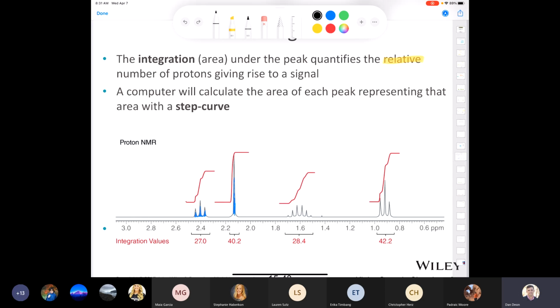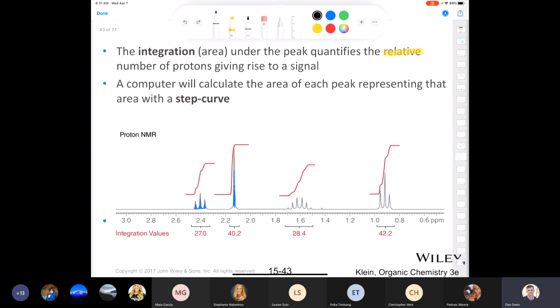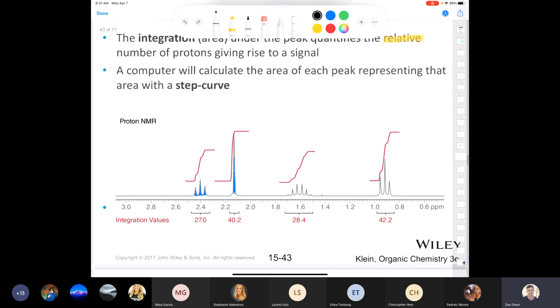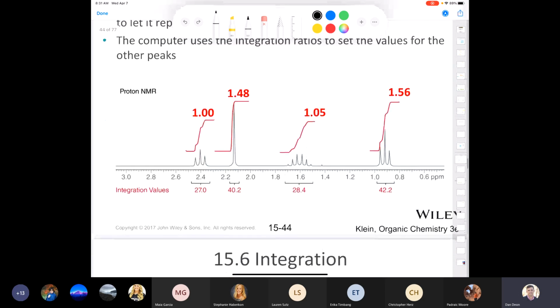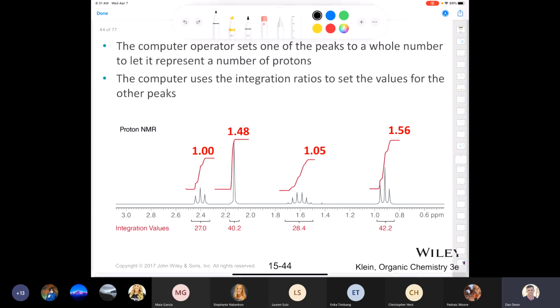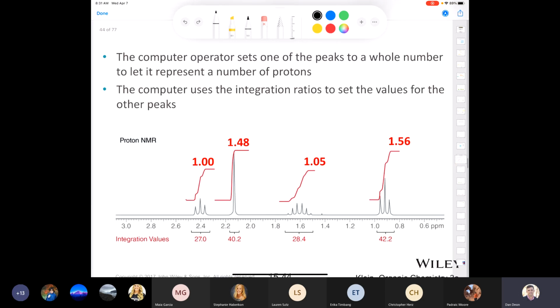So how do we figure out exactly how many protons are represented by each one of these signals? Well, what we would do is divide each one of these integration values by the lowest value. So if we divide all of them by 27, if you divide 27 by 27, what do you get? 1. If you divide 40.2 by 27, you get 1.48. Then we get 1.05 and 1.56.